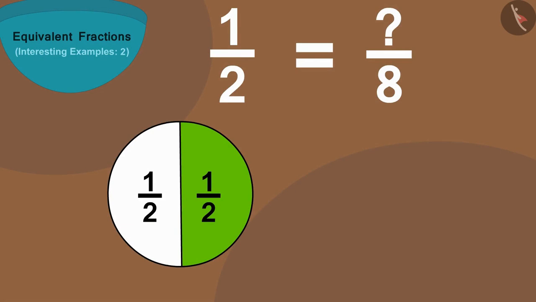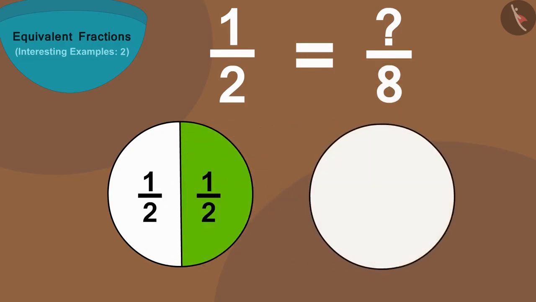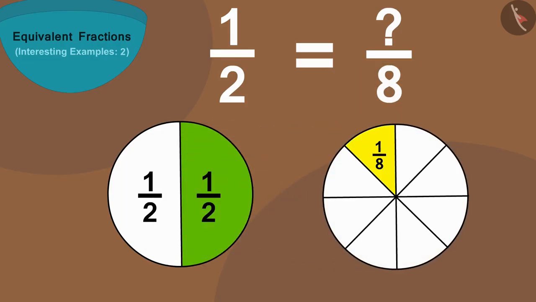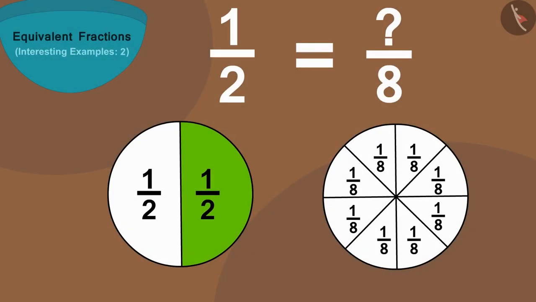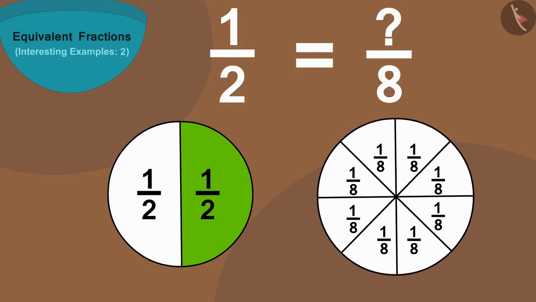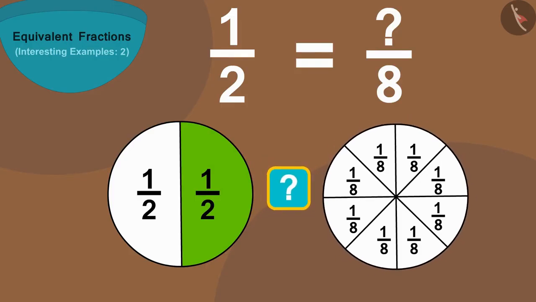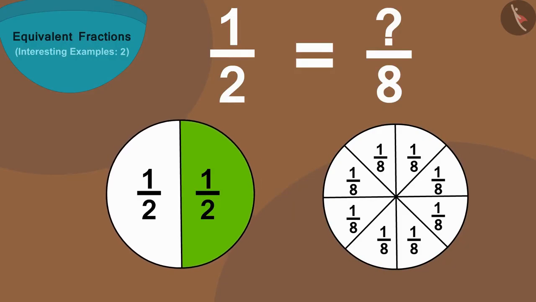Now, in this fraction, the number 8 shows how many parts of something are made. In this way, we can make a similar circle and divide it into 8 equal parts. Now, we have to find out how many parts of these 8 parts should we take so that it is equal to half of the first circle.